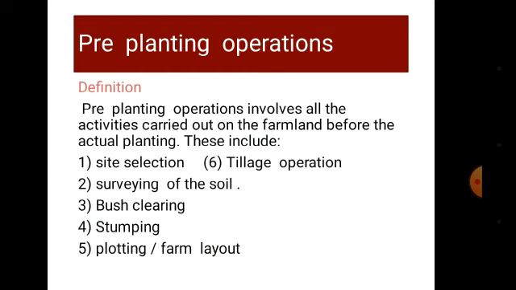Stumping is the removal of stumps right from the base of their roots. This operation is labor consuming, and it is commonly practiced on large and mechanized farms, not on small farms. The operations can be carried out manually by using cutlass, digging mattock or axe, or mechanically by the use of stumper or root cutters or bulldozers.